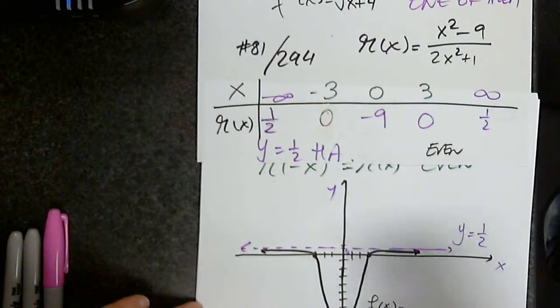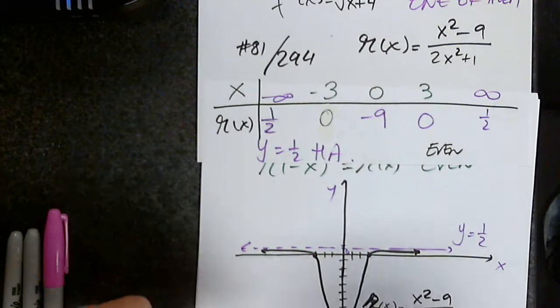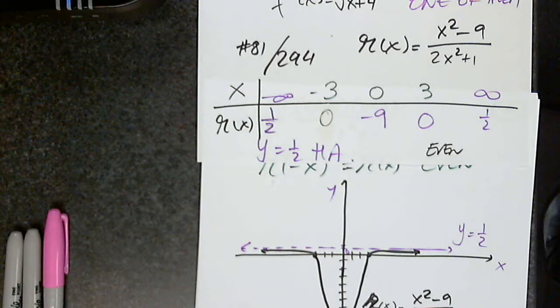So this is r of x, and of course I'll check with the graphing calculator, r of x, divided by 2x squared plus 1. So in y equals, we put in parentheses for the top, don't forget please, x squared minus 9, divided by, in parentheses, 2x squared plus 1. The graphing calculator would not know to put a horizontal asymptote of 0.5.